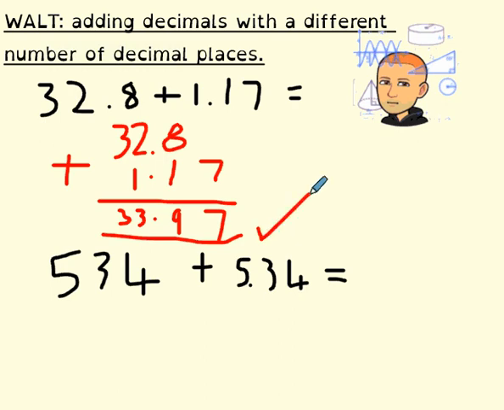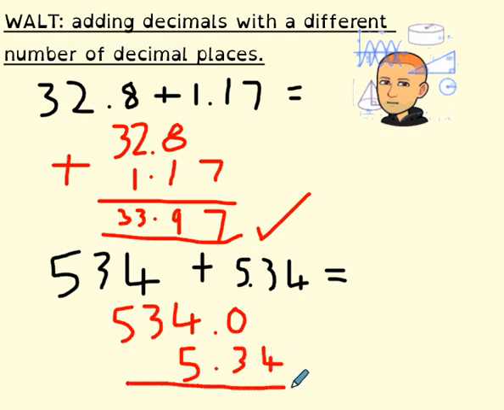Second example, 534 I said was the same as 534.0. Because I put the point 0 in, I can then line my second number up by putting my decimal point in first and then writing the 5.34 around it, like so. Put my decimal point in my answer, put my addition symbol in so I know that I'm adding.